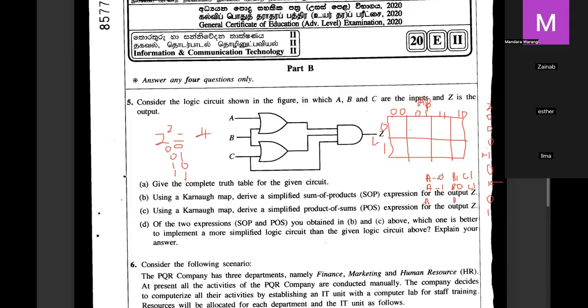Isn't it 0? No, it's 1. Are you sure? Shall I do it? So it was 0, 0, 0, 1, 0, 1, 0, 1. This is 0, 0, 0, 0.